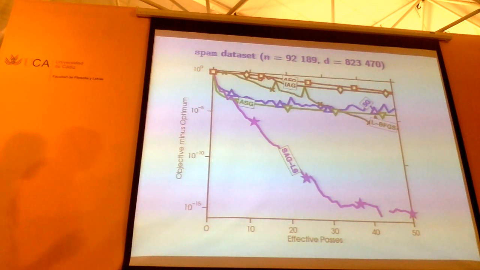And here, this is training error. Very important, this is training error. So you optimize the training error up to machine precision. This is rather useless in practice, but at least you can get a nice plot like that.